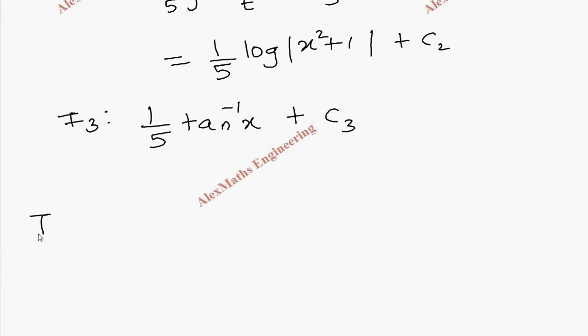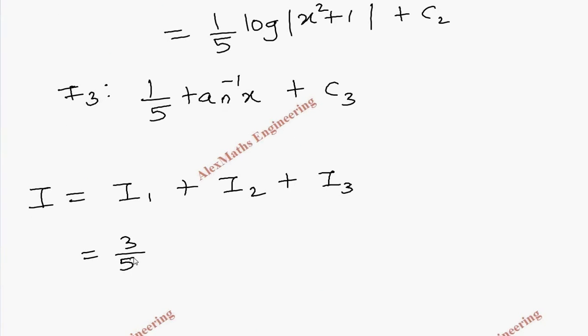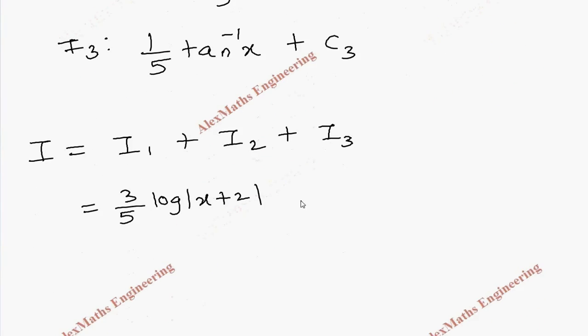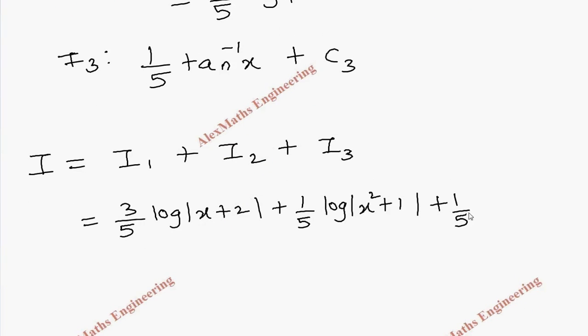Now we are going to combine all the three. So I is equal to I1 plus I2 plus I3. So I1 is 3 by 5 log mod x plus 2. Then I2, we have 1 by 5 log mod x square plus 1. Then last part is plus 1 by 5 tan inverse x plus all the constants combined together as c.